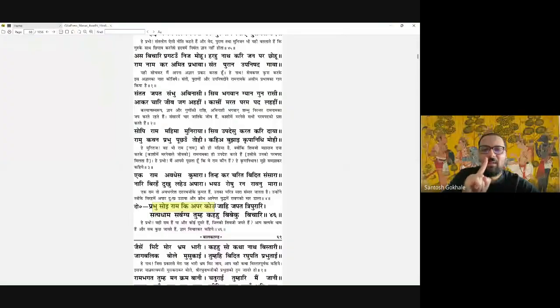So Goswami ji is bringing this thought through a little question, piggybacking on the conversation of Bharadwaj and Yajnavalkya in an Ardhali. Prabhu soi Rama ki apar ko chahi japata tripurari. So in half a question, he's put all our doubts and compacted them. Similarly, in half a line, he's put the whole Ramayana. Nari biraha dukhu lahe apara bhaya urosarana Ramanumara. So are these two Rams the same or are they different? Now let's see what Yajnavalkya is going to answer.